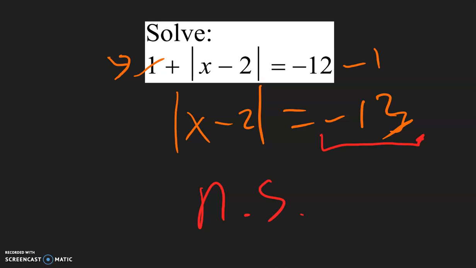No solution. Do not continue. Do not write the two equations to solve because you'll get fake answers.